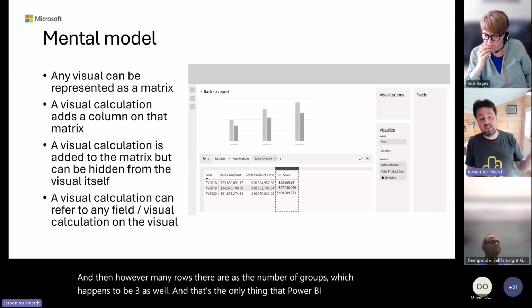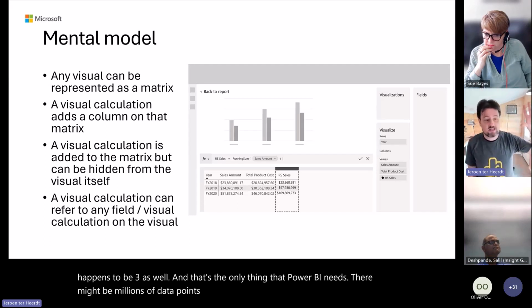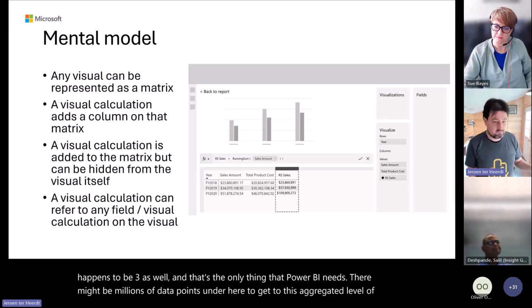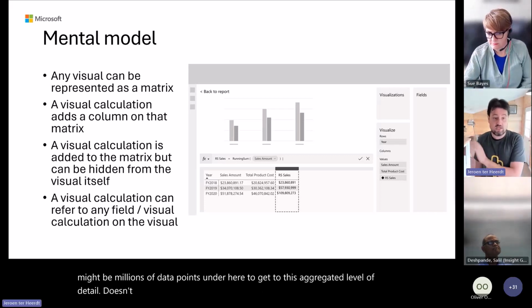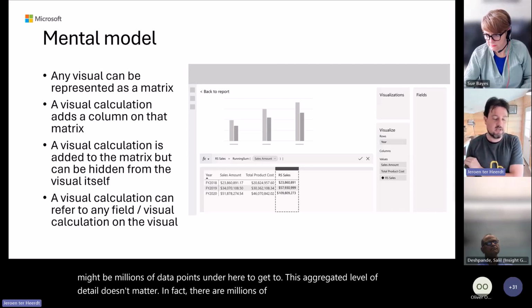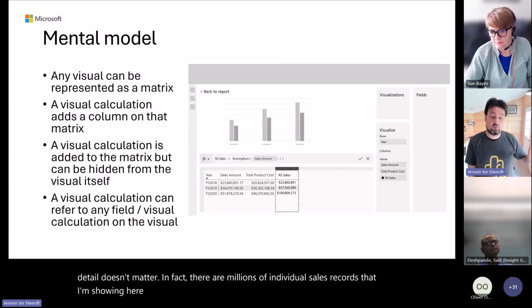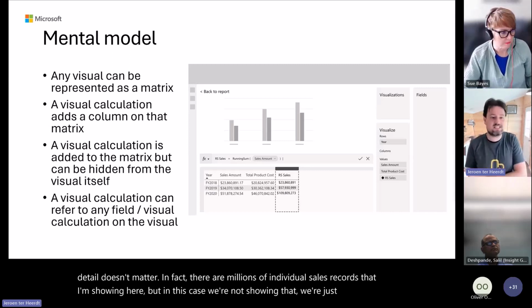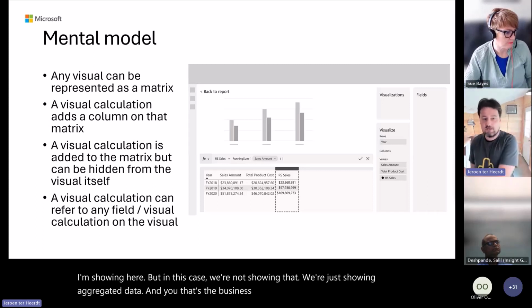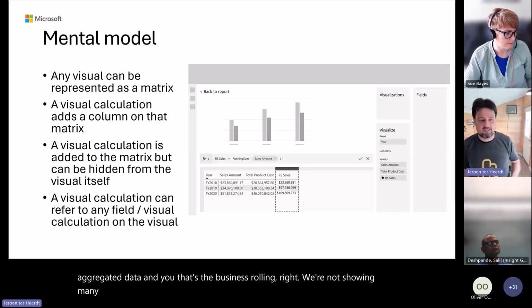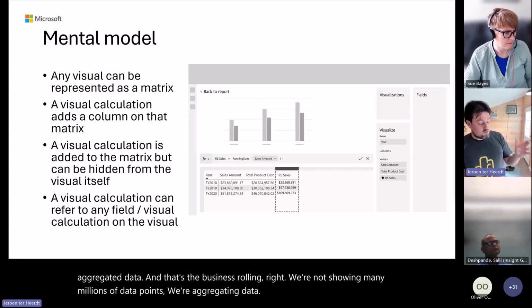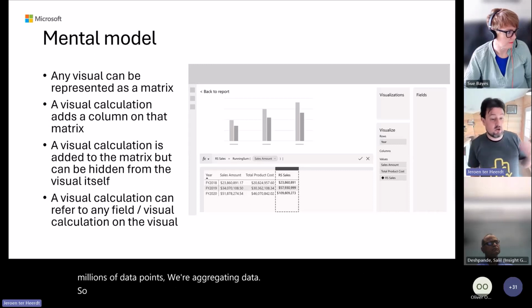There might be millions of data points under here to get to this aggregated level of detail. Doesn't matter. In fact, there are millions of individual sales records that I'm showing here. But in this case, we're not showing that. We're just showing aggregated data. And that's the business we're all in, right? We're not showing many millions of data points. We're aggregating data. So for this, we only need 3 rows and 3 columns.